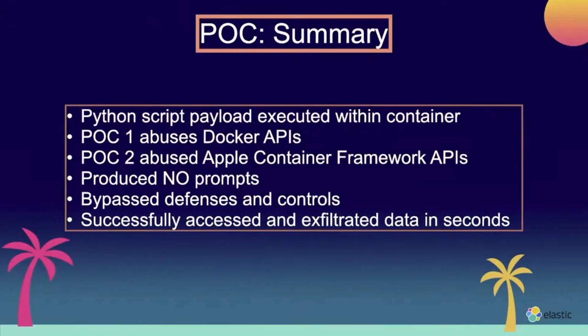So POC summary here, what I showed you was an extremely simple payload, just a Python script that zipped up a folder and sent it out. Nothing fancy, nothing really inherently malicious or nasty looking. The real story here is the container. So by wrapping that payload script within a container image, I was able to download, run, and clean it up completely via native APIs, both for Docker and for Swift and the container framework. So no prompts, no alerts, in seconds. That's what makes this technique so incredibly effective.